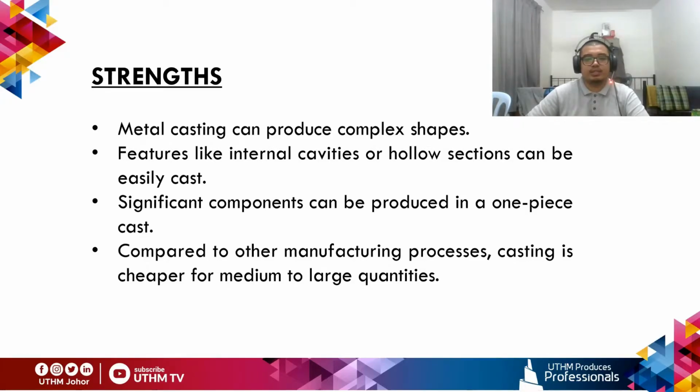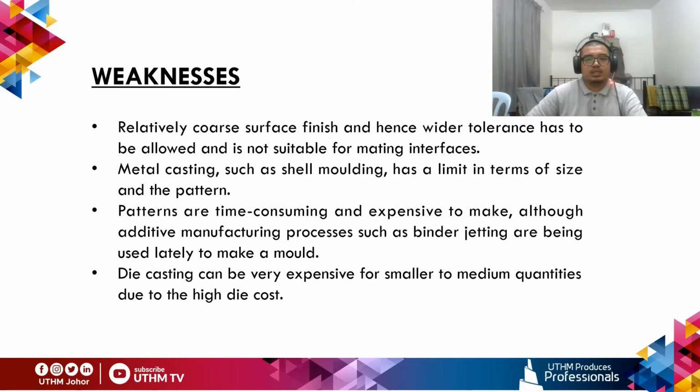Therefore, the strengths of the metal casting process are that it can easily produce complex shapes that cannot be produced in a die. Features like internal cavities or hollow sections can be easily cast using metal casting. Significant components can be produced in a one-piece cast, therefore it takes less time compared to other types of processes. Compared to other manufacturing processes, casting is cheaper for medium to large quantities, so it is suitable for large companies to produce their products. Next, we move on towards weaknesses.